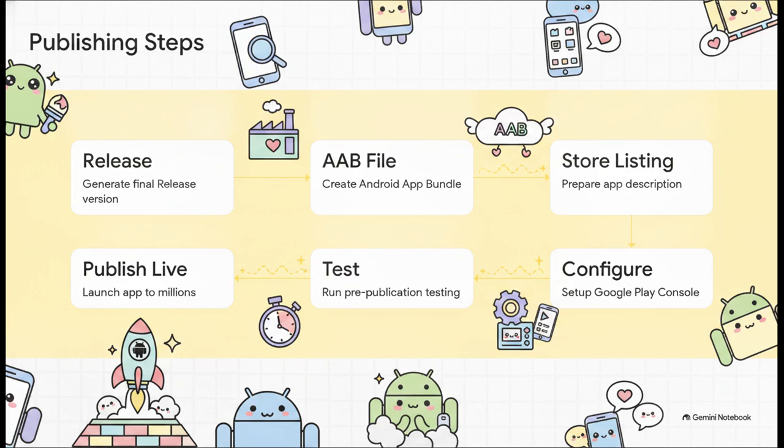Next up, you prep a killer store listing with great screenshots and descriptions. You configure everything in the Google Play console, run any required pre-publication tests, and then you hit publish. Just like that, your app is officially live to millions of potential users around the world.